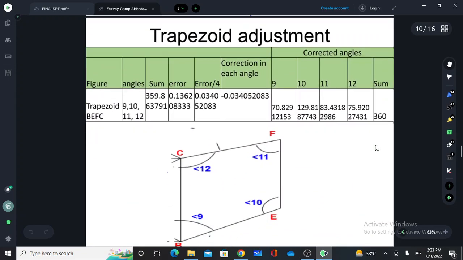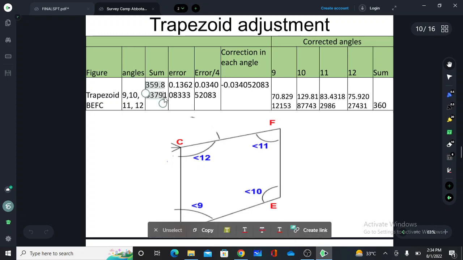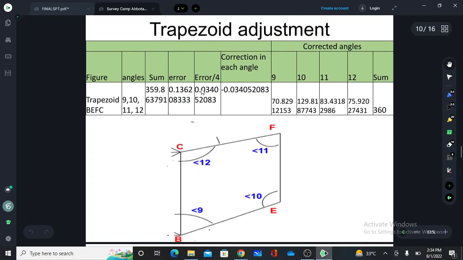Now we come to the trapezoid adjustment. Trapezoid adjustment means that this is a trapezoid BEFC. We have angles 9, 10, 11 and 12, and the sum of all the angles inside a trapezoid should be 360 degrees. So we have angles 9, 10, 11, 12, and the sum is coming to be 359. That means the sum is lesser. So we subtract it from 360. This is the total error. We divide it by 4 to give us the error that has to be accommodated in each angle.